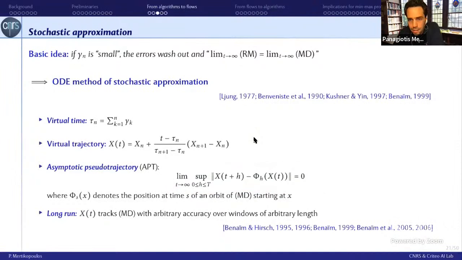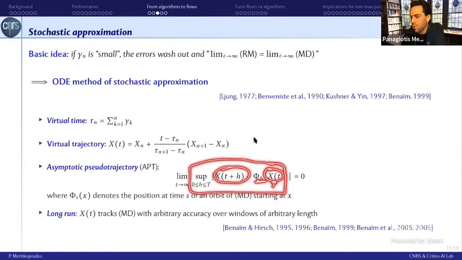What does it tell you? If we decipher it term by term, it tells you that if you compare your position on the interpolated curve relative to the position where you would be if you had followed the flow of the underlying mean dynamics starting at the same point as the curve, and if you look at the maximum of these differences and you take the starting point of the curve to infinity, then this result is zero.